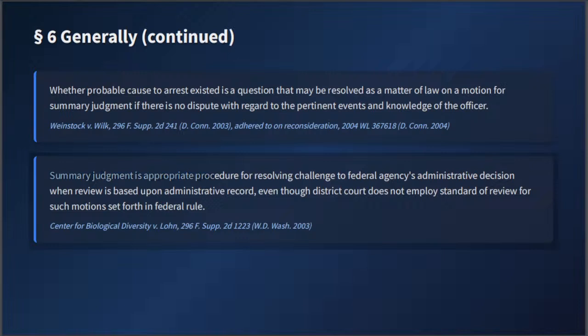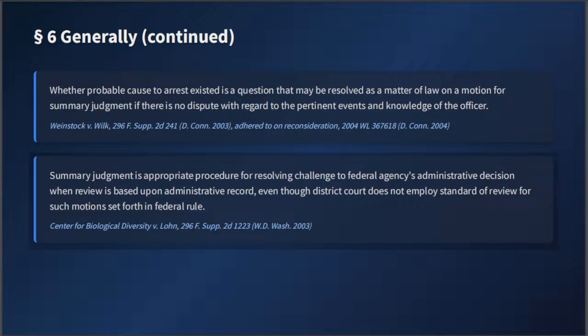Summary judgment is appropriate procedure for resolving a challenge to a federal agency's administrative decision when review is based upon the administrative record, even though the district court does not employ the standard of review for such motions set forth in the federal rule. So again here, I guess there's no real dispute, even though the district court does not employ a standard of review for such motions set forth in the federal rule.